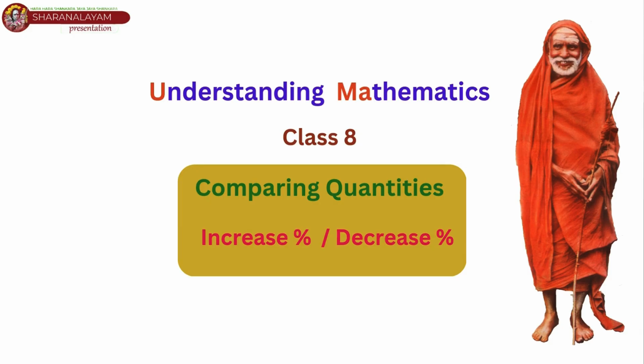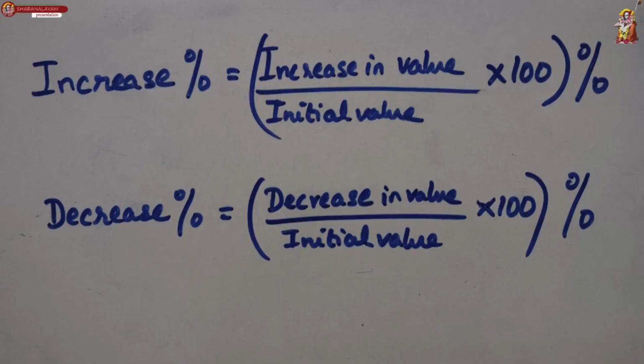The topic is increase percent and decrease percent. Now, the basic formula is: increase percent equals increase upon the original value, that fraction into 100, that is in percentage. And the decrease percentage will be decrease upon original value into 100, that is in percentage.